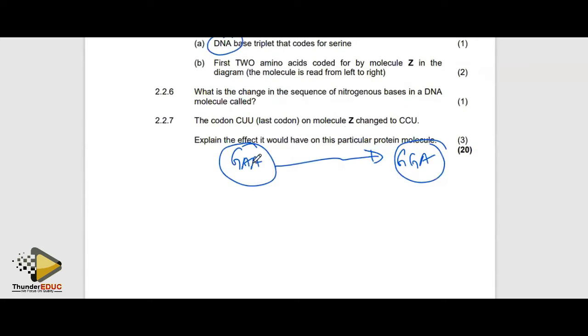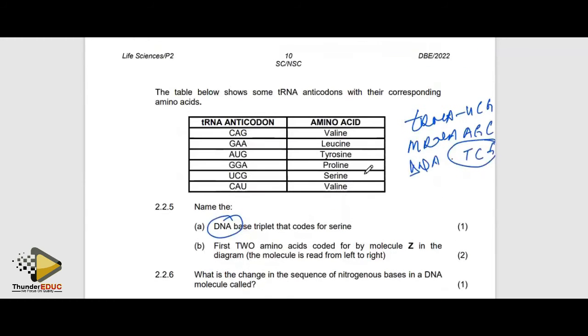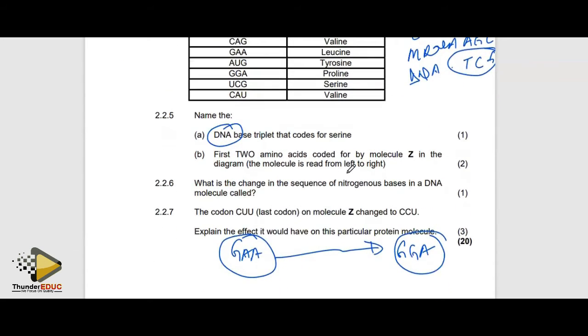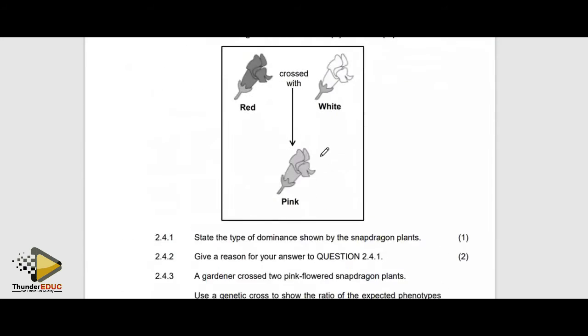A change in CUU to CCU will result in a different amino acid coded, that is from leucine to proline, which will result in a change in the structure of the protein. Yeah, I think I'm going to stop here.